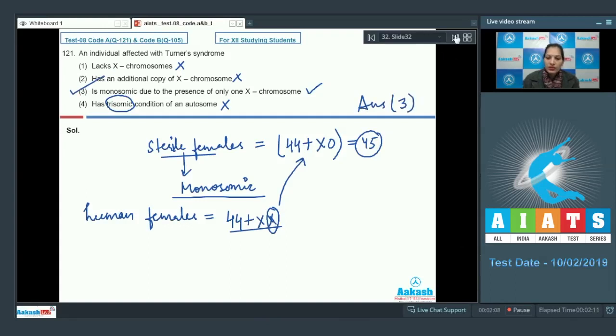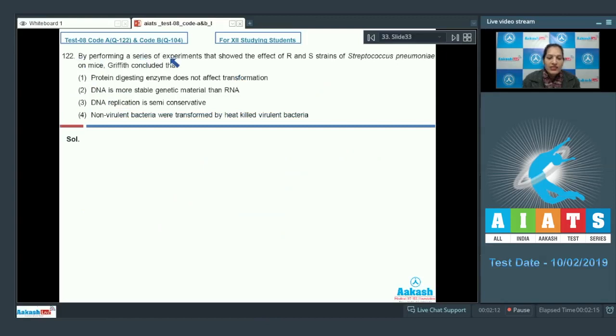Let's move to the next question. Question number 122. By performing a series of experiments that showed the effect of R and S strains of Streptococcus pneumoniae on mice, Griffith concluded that first option, protein digesting enzyme does not affect transformation. Second, DNA is more stable genetic material than RNA. Third, DNA replication is semi-conservative. Fourth, non-virulent bacteria were transformed by heat-killed virulent bacteria. Griffith conducted experiment on R and S strains of Streptococcus pneumoniae, and it was the transforming principle.